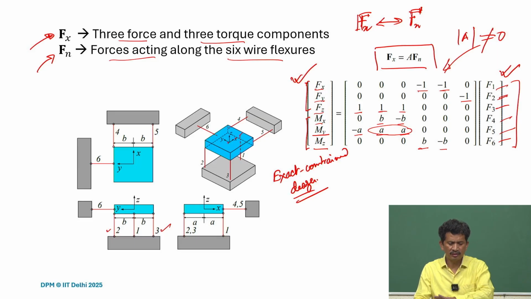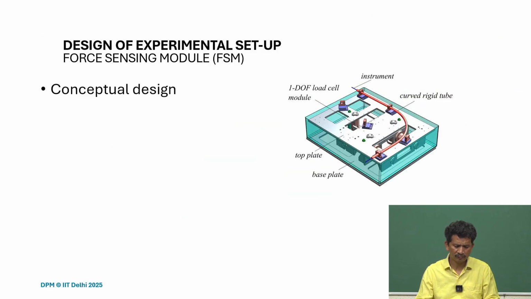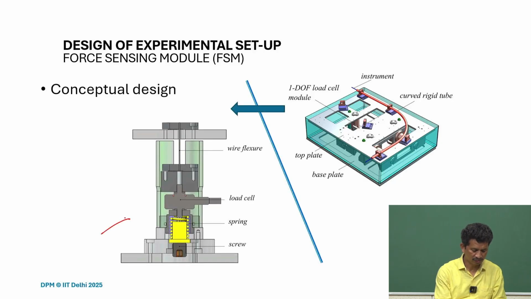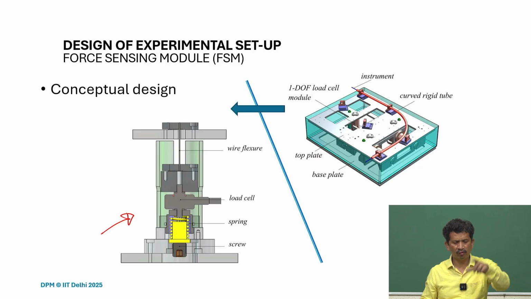So yes, this is the assumption, and based on that we started working and developed the CAD model. So this is how it works. The concept is just a wire flexure, but putting in a wire flexure may not be easy. So we came up with this design, and each wire flexure is built like this. This is the functional part, the wire flexure that we have.